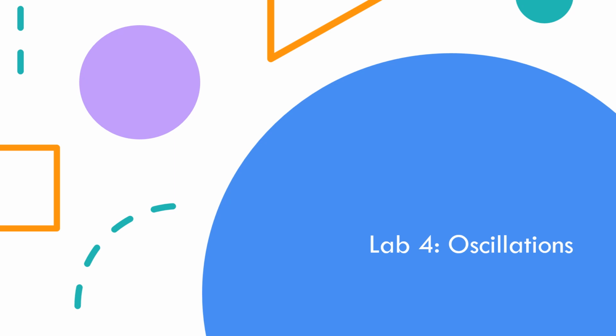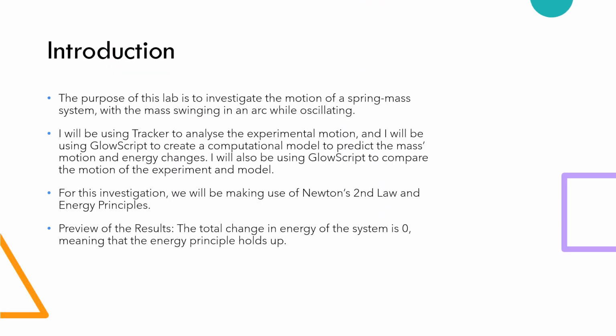Lab 4, Oscillations. The purpose of this lab is to investigate the motion of a spring mass system, with the mass swinging in an arc while oscillating. I will be using Tracker to analyze the experimental motion, and I will be using GlowScript to create a computational model to predict the mass's motion and energy changes. I will also be using GlowScript to compare the motion of the experiment and model.